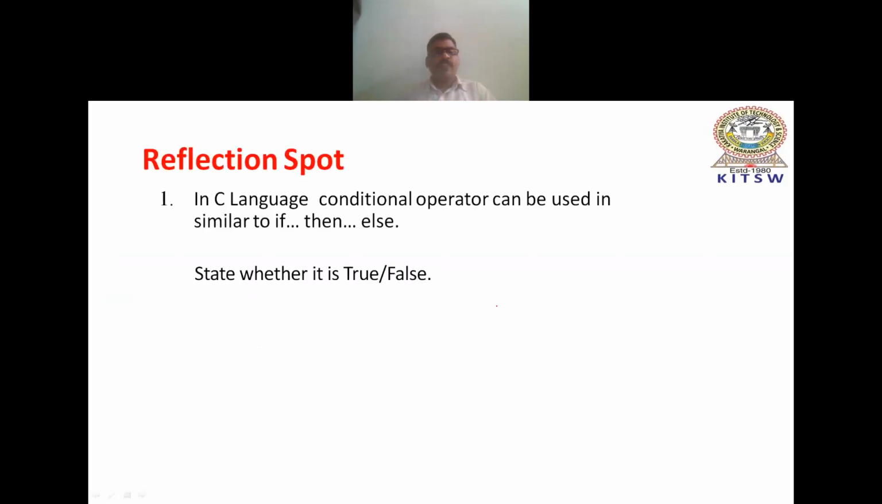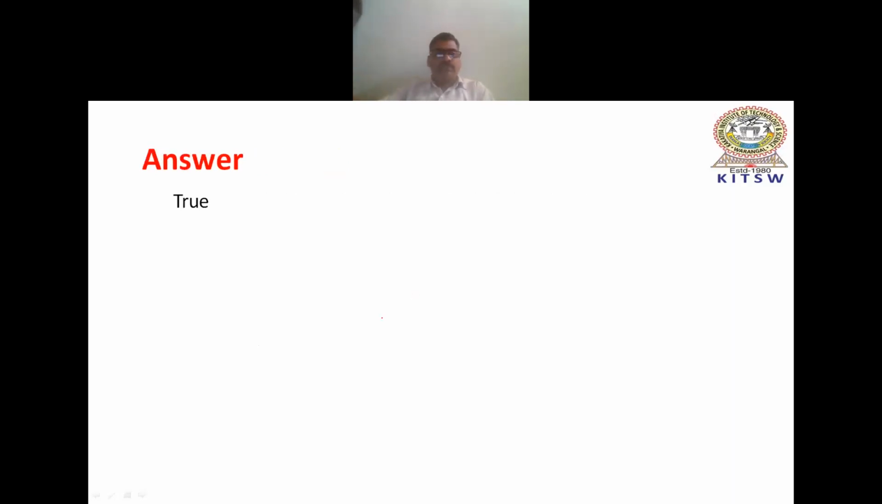This is the reflection part. So now tell me the answer. In C language, conditional operator can be used similar to the if then else. State whether it is true or false. So it is true.